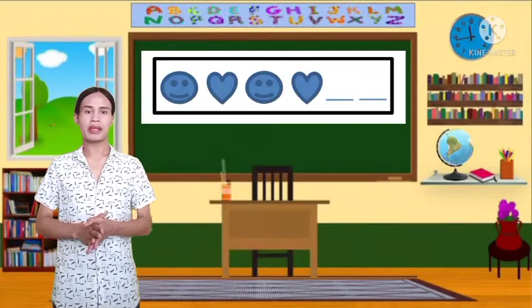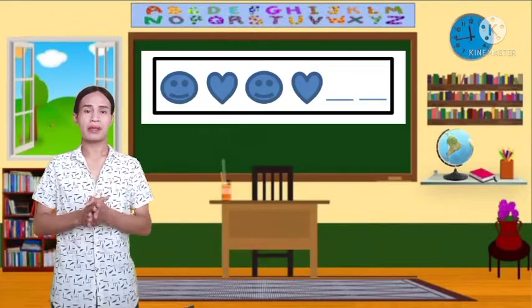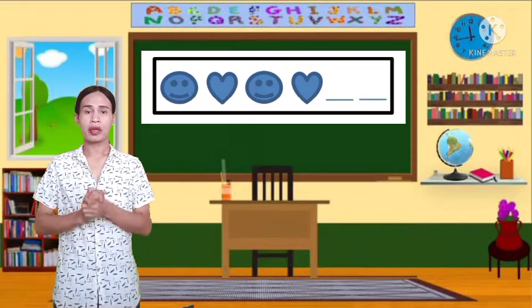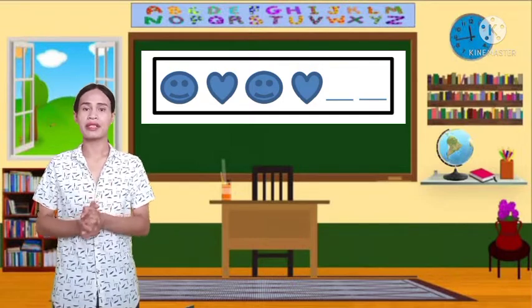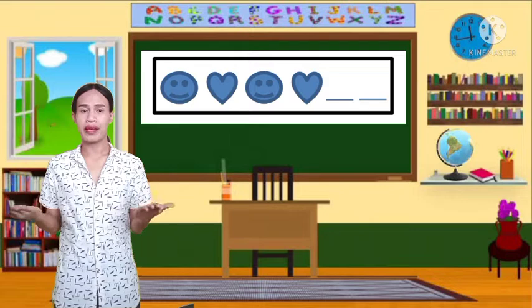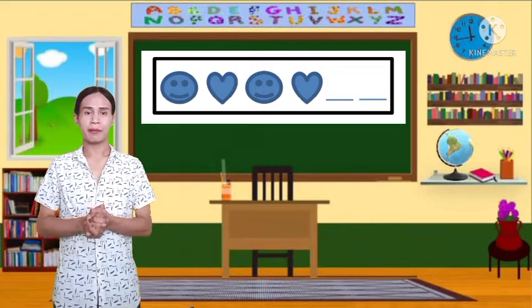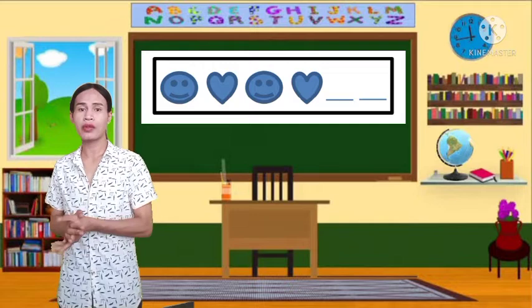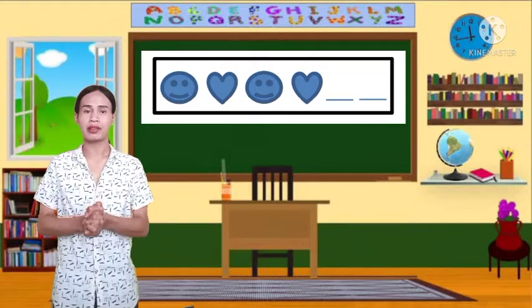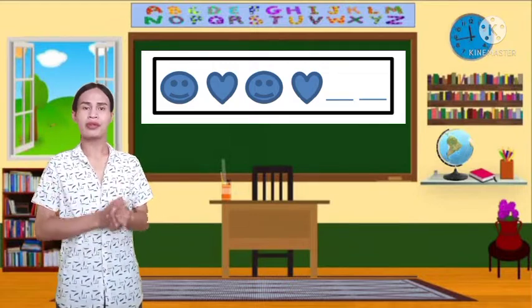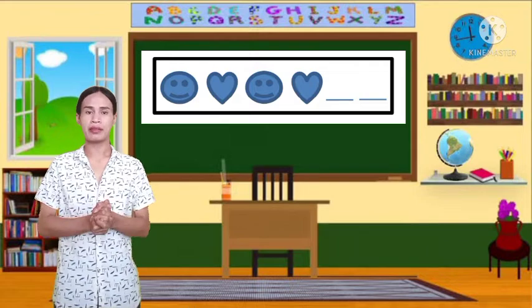Let us take a look in the pattern. There are 2 missing pictures in the pattern. What do you think is the first missing pattern? Correct. How did you know that the smiley is the first missing pattern? Nice. What do you think is the second missing pattern? Good. How did you know that the heart is the missing pattern?